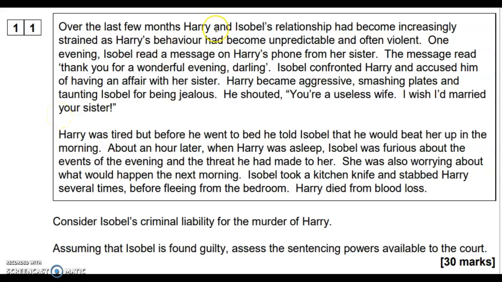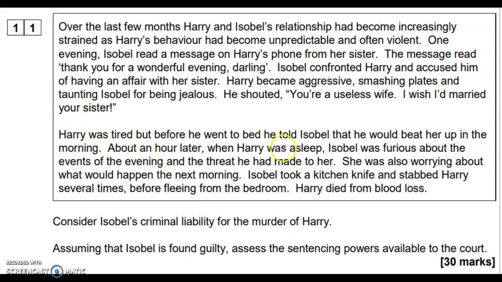Facts are, Harry and Isabel's relationship has become increasingly strained as Harry's behaviours become unpredictable and violent. One evening, Isabel read a message on Harry's phone from her sister. The message read, "Thank you for a wonderful evening, darling." Isabel confronted Harry, accused him of having an affair with her sister. Harry became aggressive, smashing plates, taunting Isabel for being jealous. He shouted, "You're a useless wife. I wish I'd married your sister." Harry was tired, but before he went to bed, he told Isabel he'd beat her up in the morning.